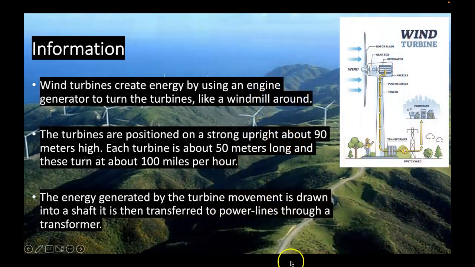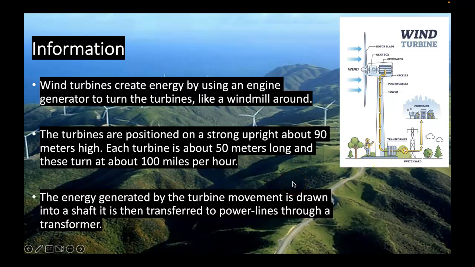Wind turbines create energy by using an engine generator to turn the turbines like a windmill around, so you can see up here. These turbines are positioned upright, about 90 meters high. Each turbine blade is about 50 meters long, and these turn at about 100 miles per hour. Here you can see where they are positioned. So this is like the base, the 90-meter tall tower.